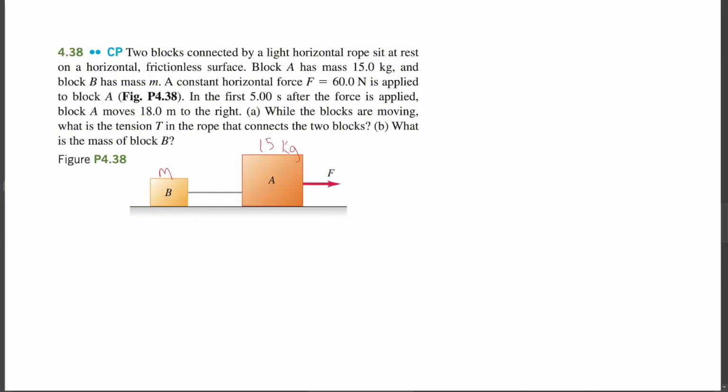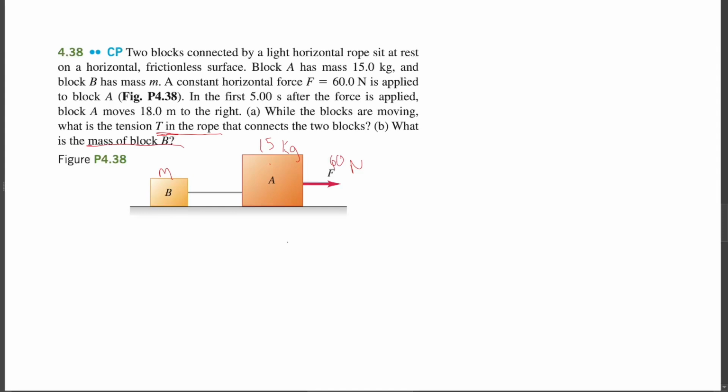So it's asking us to solve for two things. It's asking us for the tension in the rope, T, and it's asking us to solve for the mass of block B, which we call M. The information given to us was the mass of block A, this force right here, which is 60 newtons. And it also tells us that in the first 5 seconds after the force is applied, block A moves 18 meters to the right. So from this information, we can determine the acceleration that A underwent.